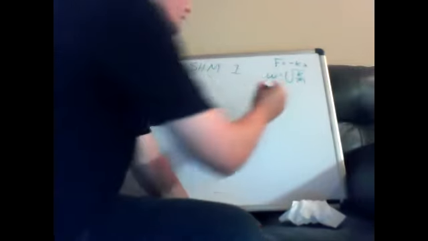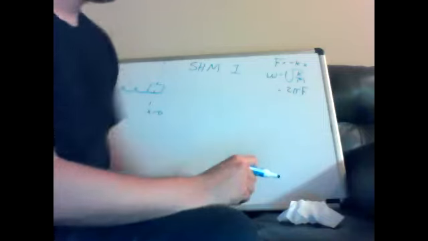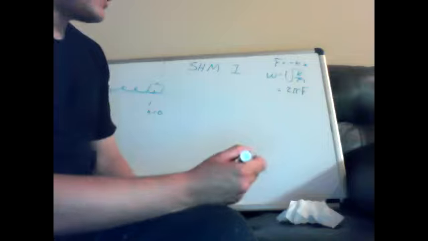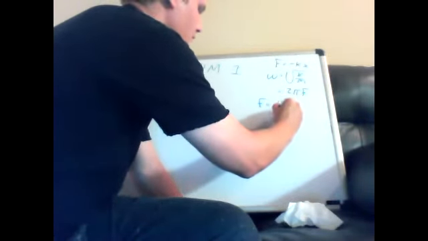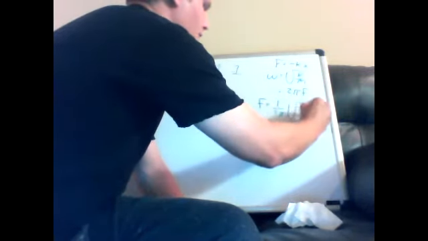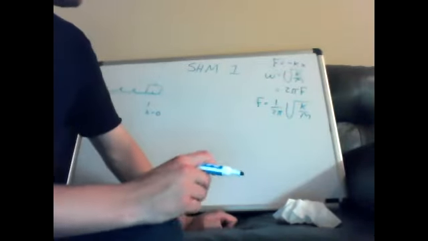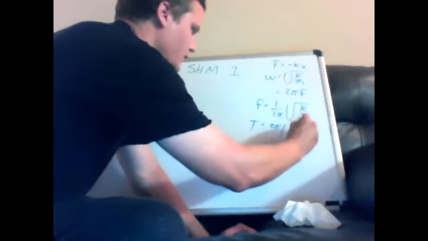And if I also remember, I can write the angular velocity as 2 pi times the frequency f, or usually it's written as 2 pi over the period T. And if that's the case, I can combine these two equations, and I can say that the frequency is equal to 1 over 2 pi times the square root of k over m. And similarly, I can say that the period T is equal to 2 pi times the square root of m over k.